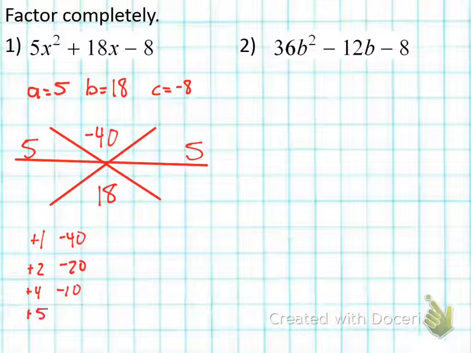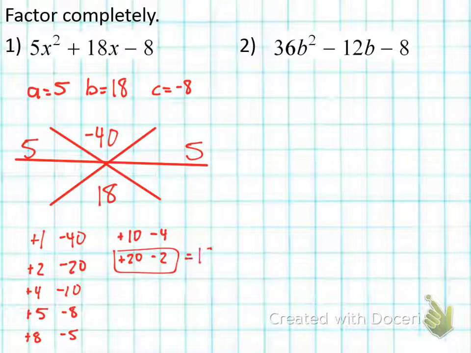Now, you could do this in your head when you get good at it, but I still want you to write the list because I want you to go through it, because you will get frustrated. Some of them will be more difficult than others. The only one that worked was 20 and negative 2.